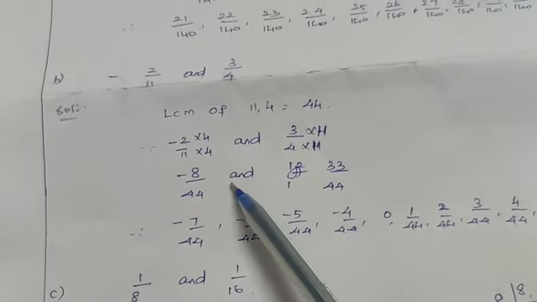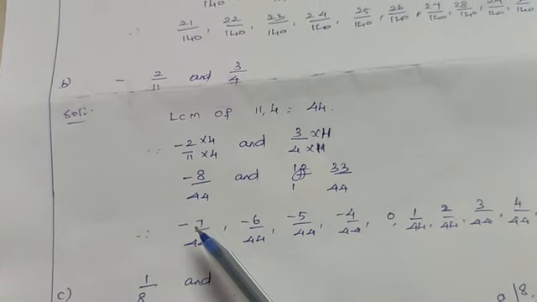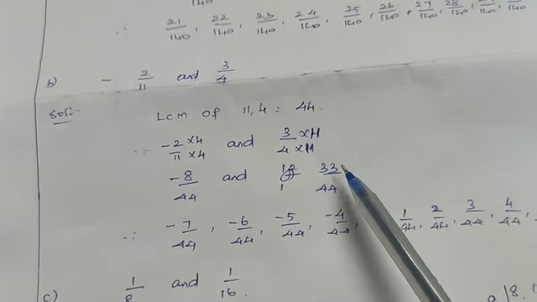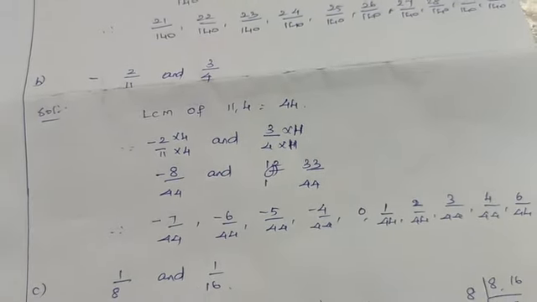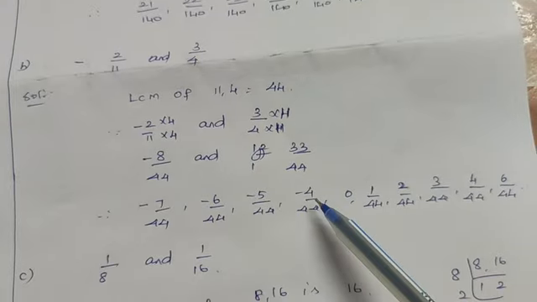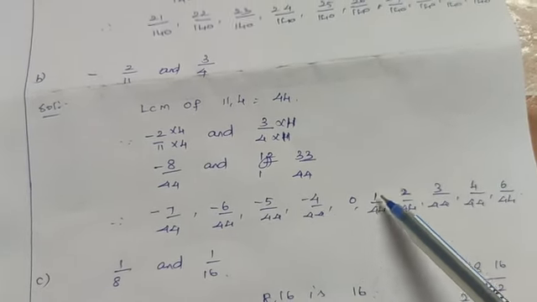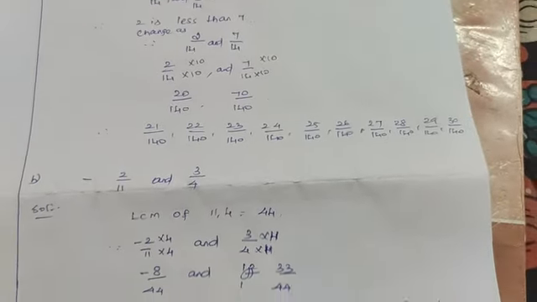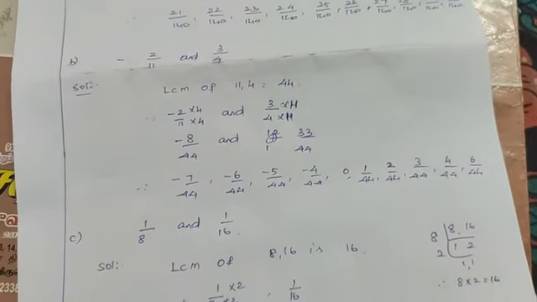No need to multiply any number, no. Because here already in between minus 8 to 33 you have many numbers. You can introduce any number: minus 7, minus 6, minus 5, minus 4, 0 by 44, that is 0, 1 by 44, 2 by 44. No need to multiply like that. This is one of the examples. You can write the examples.